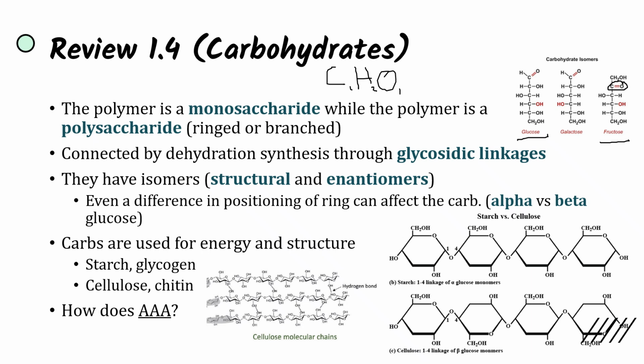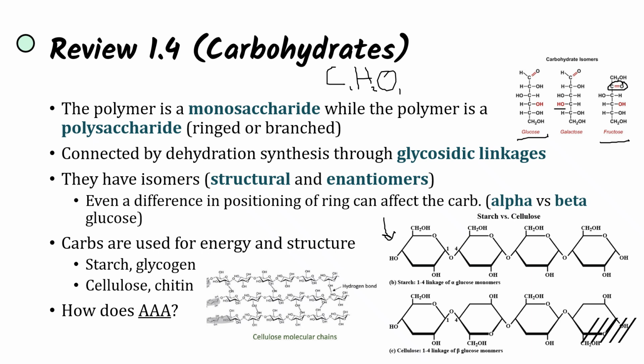More or less everything is the same except for this hydroxyl group. So even a difference in the positioning of the ring can also affect the carbohydrate, giving it different properties. If we look down here, there's an alpha versus beta glucose. And when you have alpha glucoses, you get starch. But when you use beta glucoses, you become cellulose. And it's not that there are any different chemical formulas, it's simply the positioning of the rings and how they're connected that affects the carbohydrate.